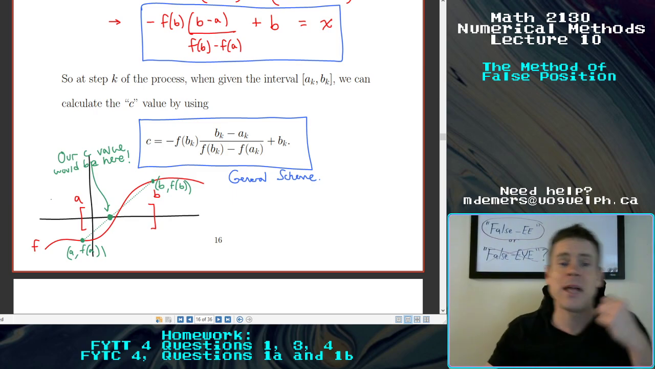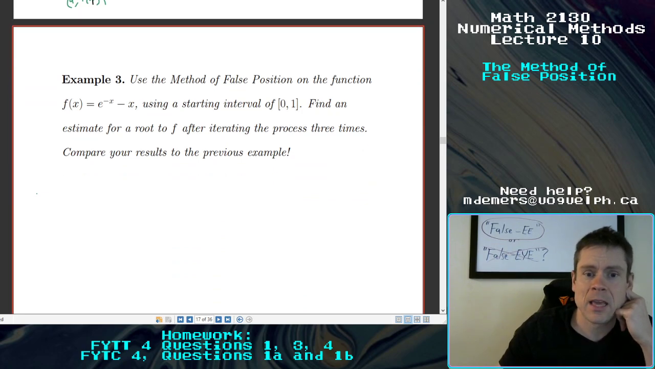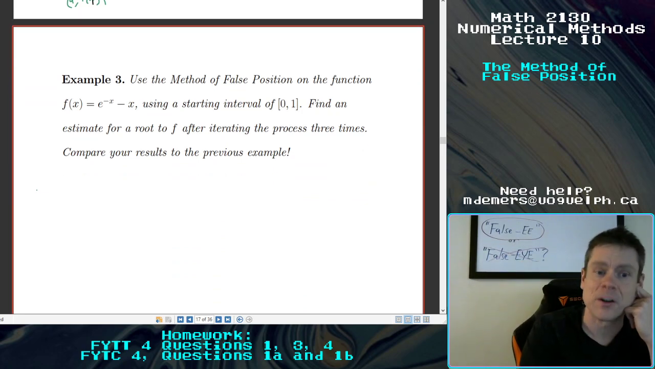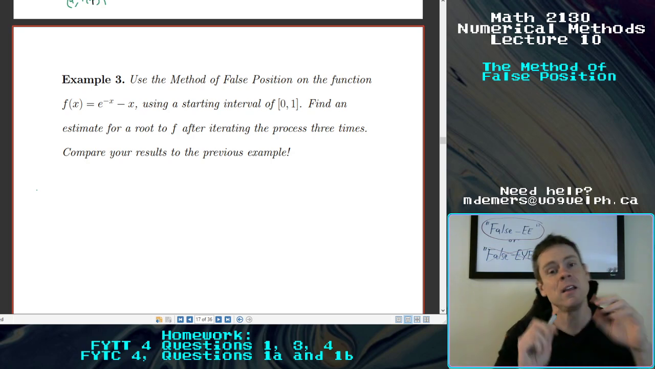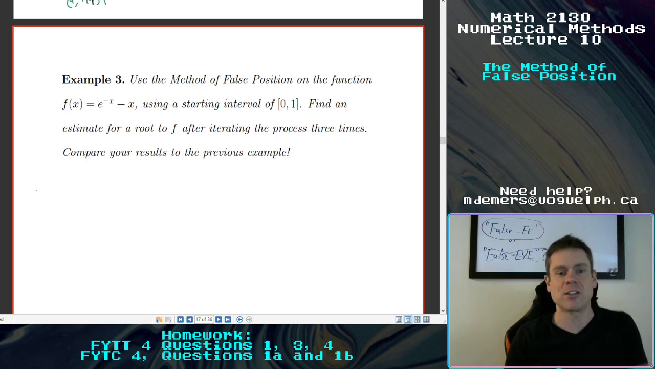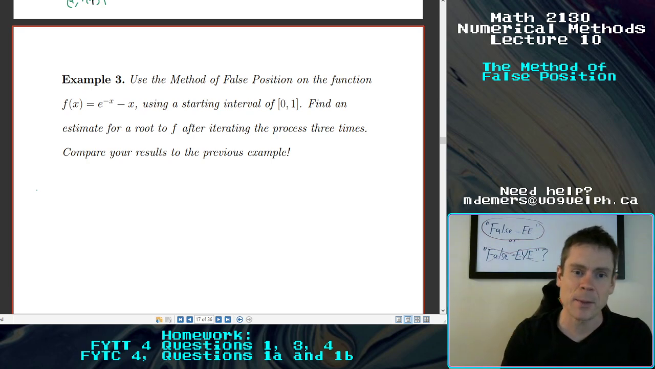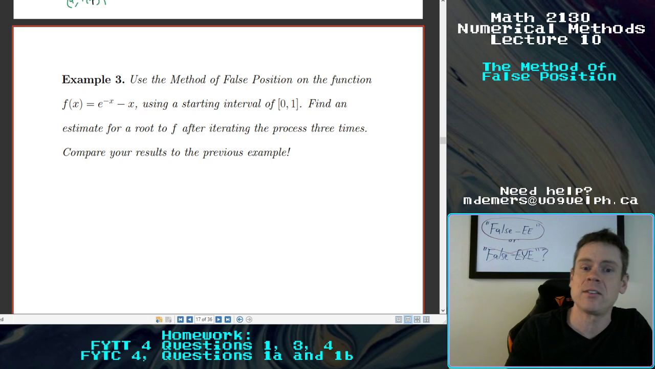Okay, let's apply it to an example. We're going to use the exact same function that we did for bisection method, but this time we'll see how this works. And again, the flow is so much like bisection method. We have f of x equals e to the minus x, and we're using a starting interval of 0 to 1, and we're going to find an estimate for a root to f after iterating the process 3 times. So let's do that.